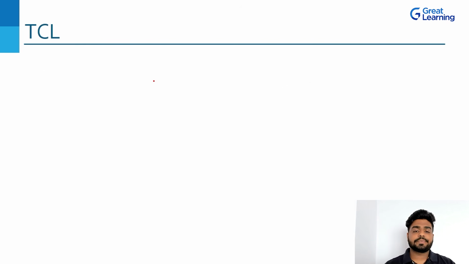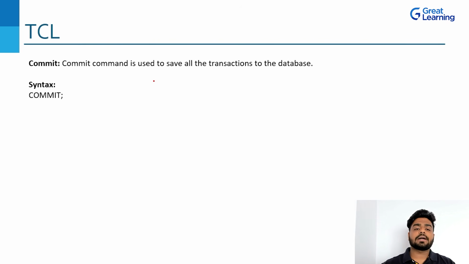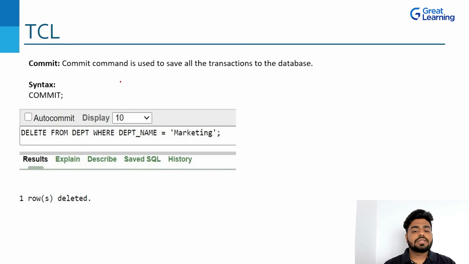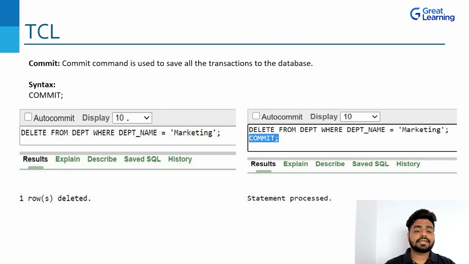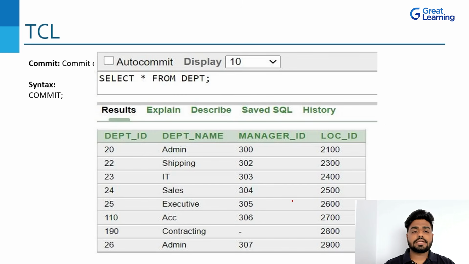DDL, we don't need it. DML, we need it. So in DML we use commit. Commit command is used to save all the transactions to the database. So if I have this particular query, which is delete from department where department name equal to marketing, right? So one row is deleted, but haven't I committed till now? Right now I have committed it. Committed means it's permanently done. So statement is processed. Correct? Now if I do select star from department, I won't be able to find that data.